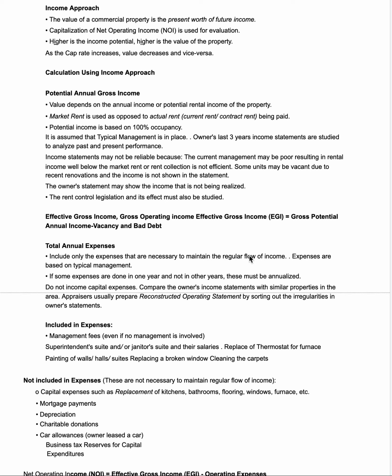Steps in the income approach. There are five basic steps in the income approach, and they are as follows: estimate the potential gross income of the property; deduct vacancy and bad debt from the annual gross income to arrive at the effective annual gross income; estimate the total annual operating expenses; deduct the total operating expenses from the effective gross income to arrive at the net operating income; use the appropriate method of capitalization to convert net operating income into value.